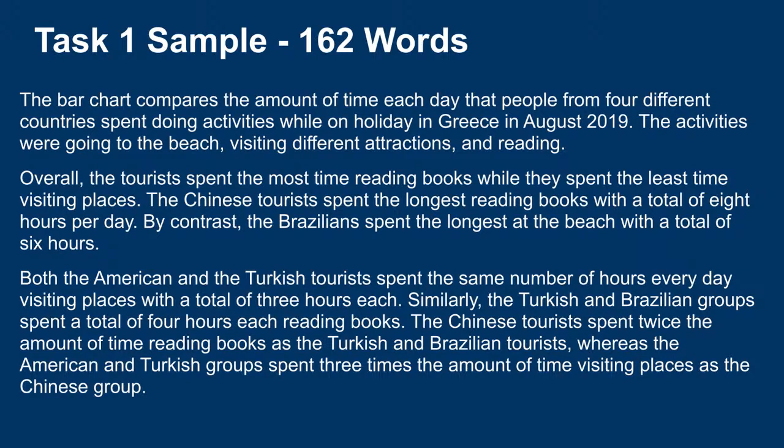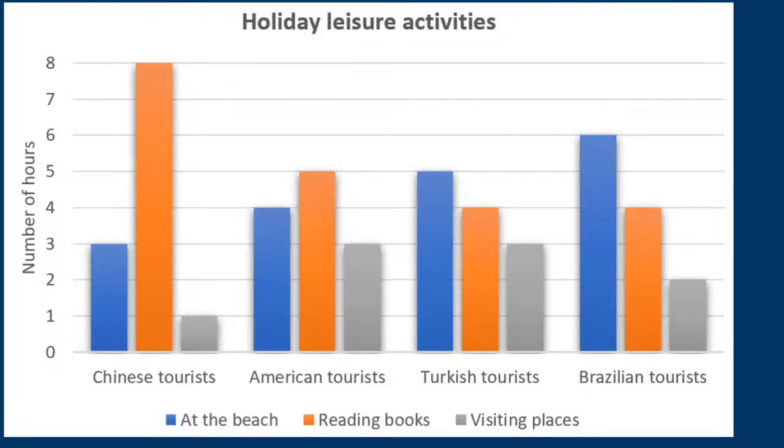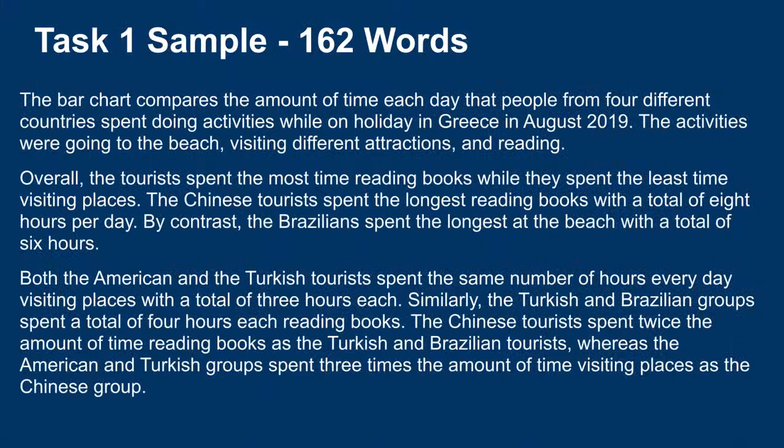Overall, the tourists spent the most time reading books while they spent the least time visiting places. Okay, overall, the tourists spent the most time reading books. So according to this data, reading books is the most common activity overall, meaning if you added them all up. The Chinese tourists spent the longest reading books with a total of 8 hours per day. By contrast, the Brazilians spent the longest at the beach with a total of 6 hours.